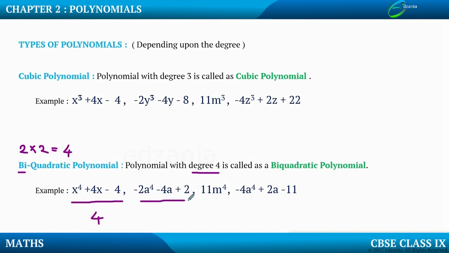In the second example as well, you can clearly see that the highest power of a is 4. That is, the degree is 4. In this example as well, the degree is 4. Therefore, they are all examples of bi-quadratic polynomial.